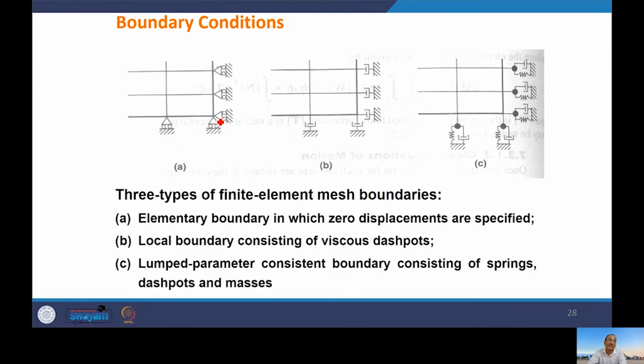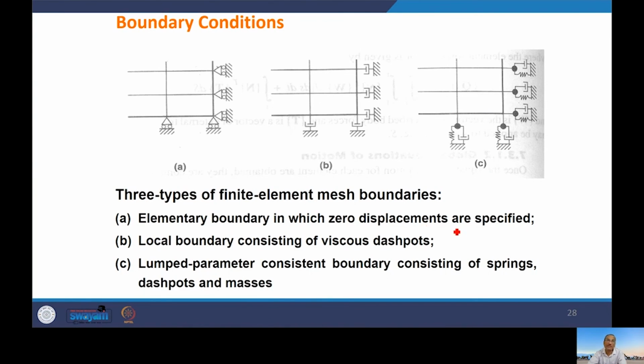That it is very simple. It can't be used for important projects. In the second case, the viscous boundary is good when your waves are vertically propagating shear waves. But if you have inclined waves, then the viscous boundary is also not adequate. And in that case, if you have inclined waves, then we need to consider what is called the lumped parameter consistent boundary, which consists of springs, dashpots, and masses. And the consistent boundary, though it is more difficult compared to the elementary and local boundary, will serve the purpose. And even in this case, if you have inclined waves, then that is also fine.